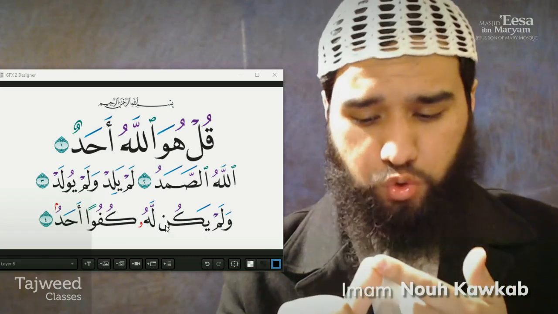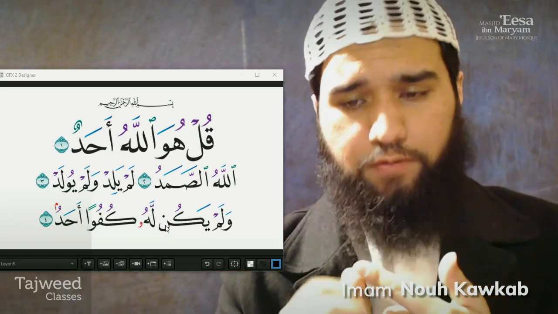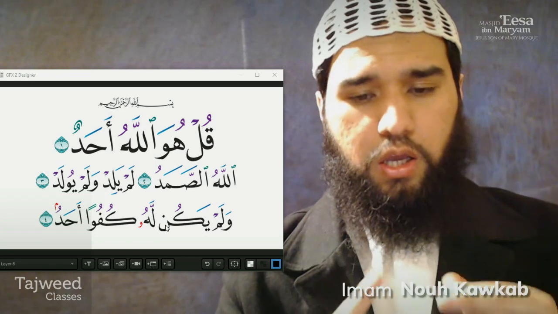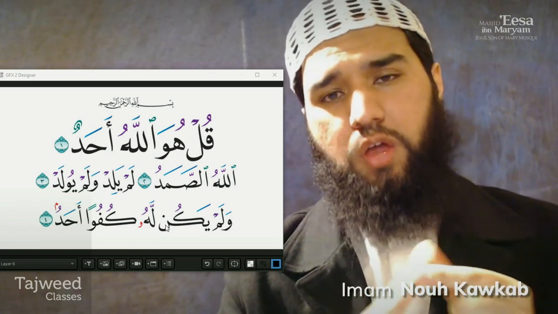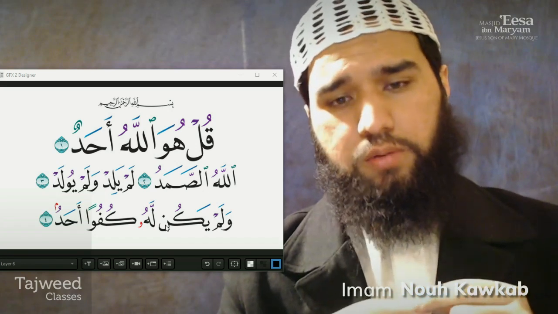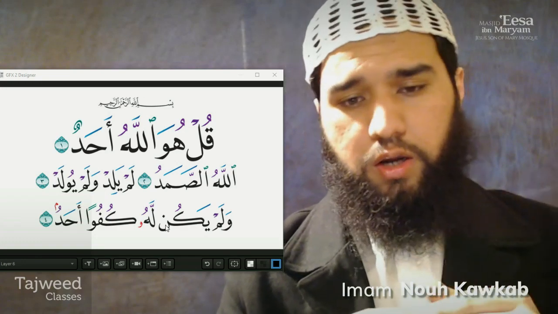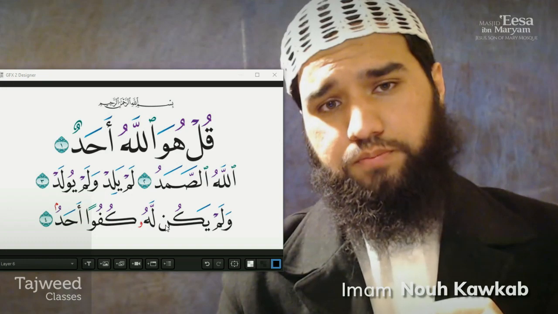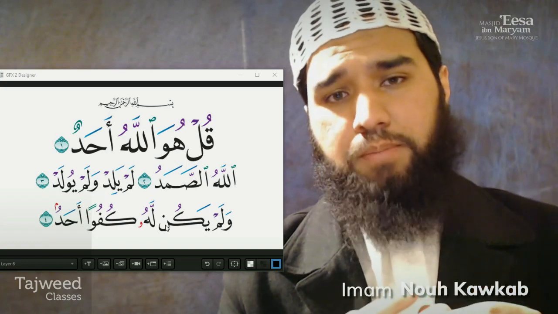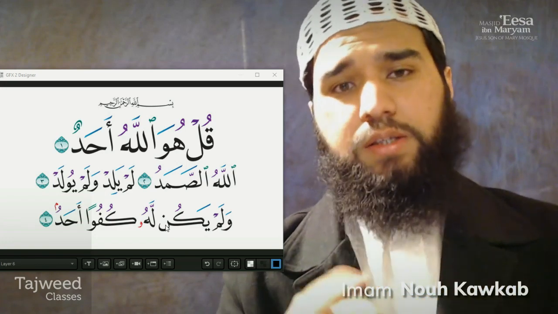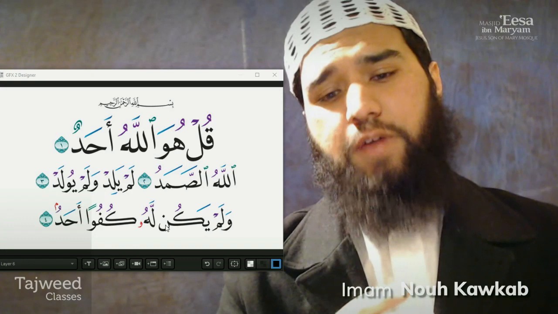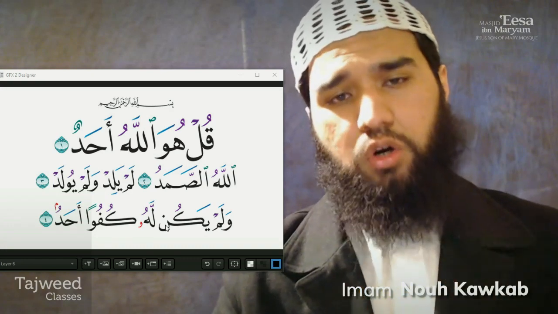Whenever we have noon with a sukoon, we have 4 rulings: either idhar or idgham or iqlab or ikhfa. Idhar means clear pronunciation, meaning noon should be pronounced in a clear manner. Idgham means merging. Iqlab means exchanging or turning over. And ikhfa means concealing or hiding.